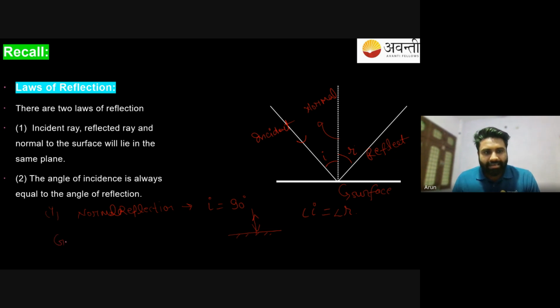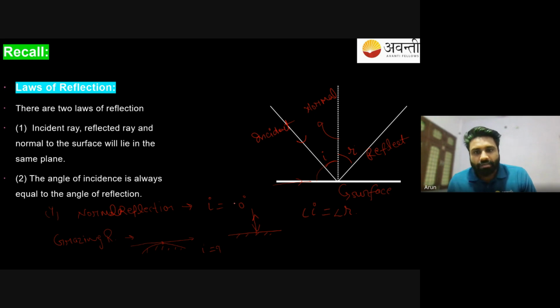And the other one is grazing reflection. What is it? If this is the surface you have and a ray is passed just tangentially to it, what is the value of I if you calculate this? You have just extended the normal to this point, so I here will be 90 degrees.